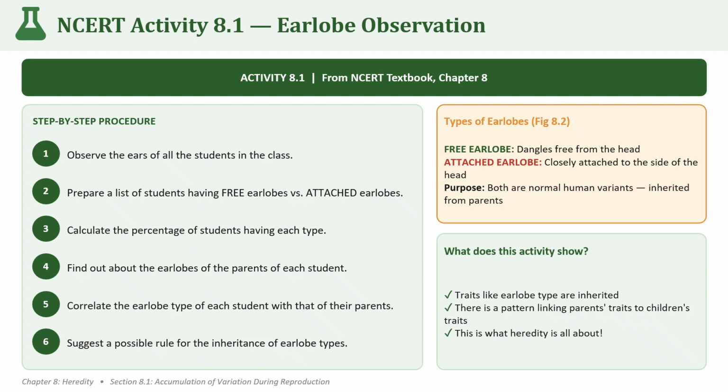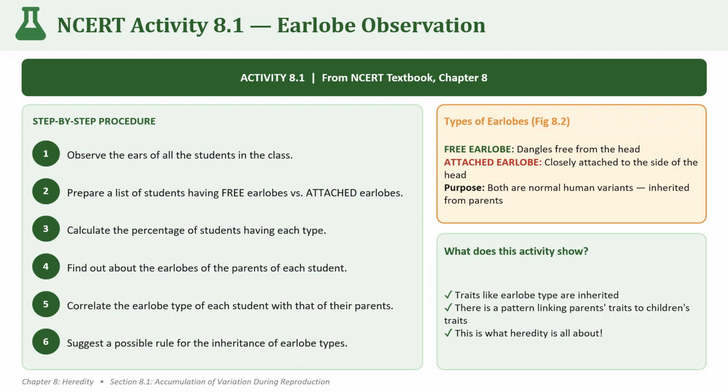So two types are there. The first one is the free earlobe, so they hang freely from the side of the head. And another one is the attached earlobe. They are attached directly to the side of the head. So what are you going to do? You are going to see how students in a class have different types of earlobes.